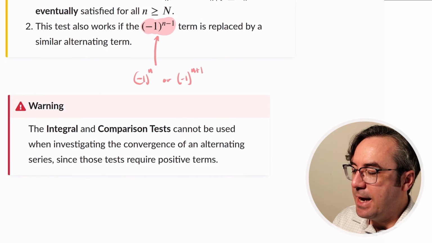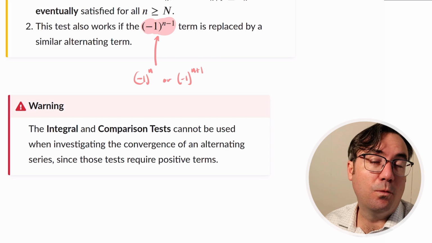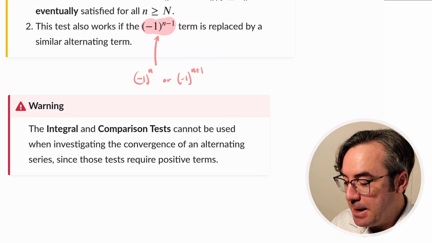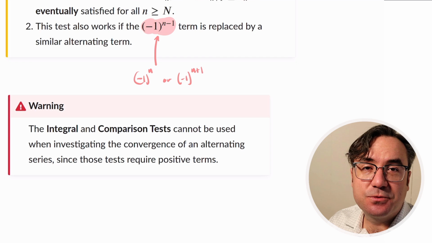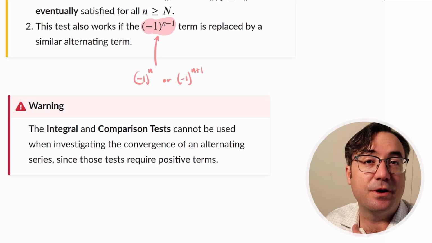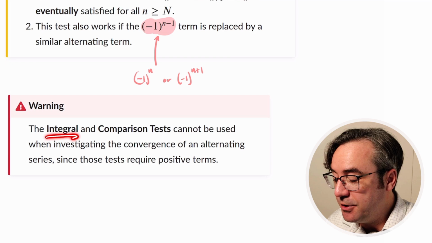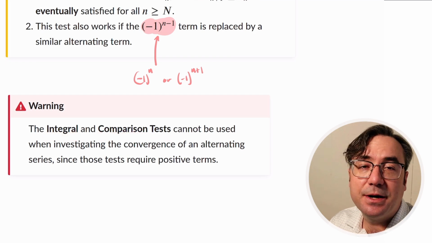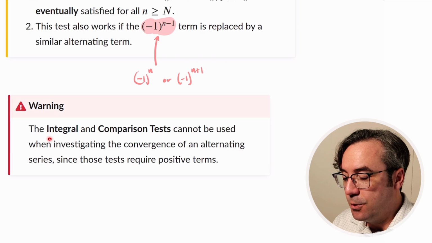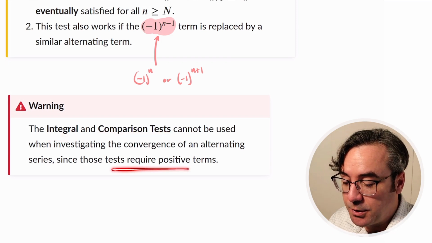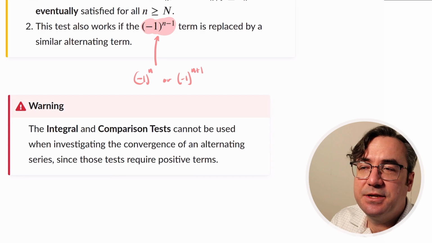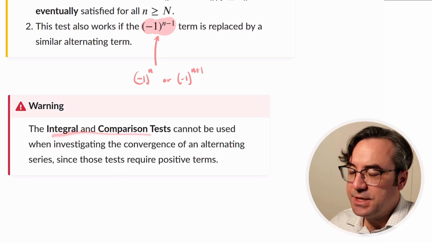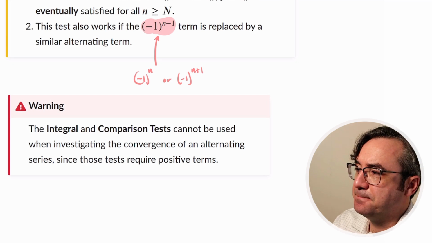All right. And just another warning here, or comment rather. When we're investigating the convergence of an alternating series, so far this is really one of the only tests that we've seen that we can actually use to investigate whether an alternating series converges or diverges. Can't use the integral test, can't use any of those comparison tests, because those three tests all required positive terms. So an alternating series is going back and forth between positive and negative, so we can't use those tests to help us with an alternating series.